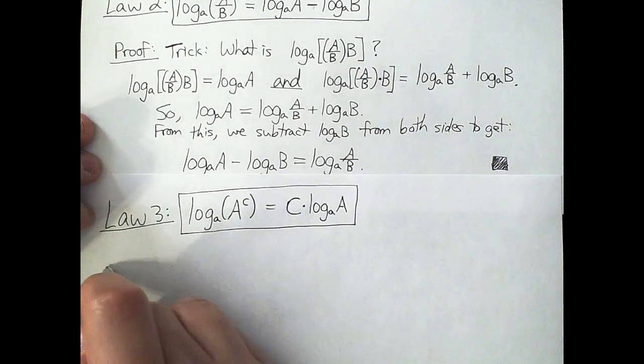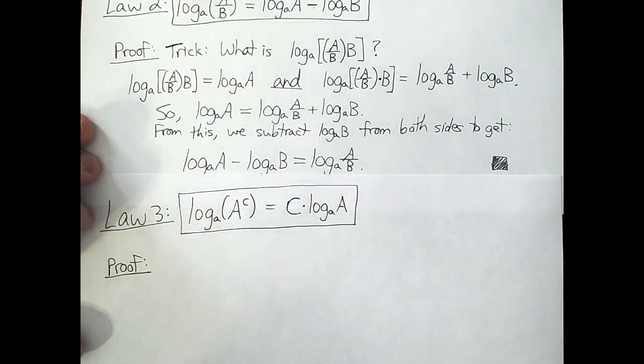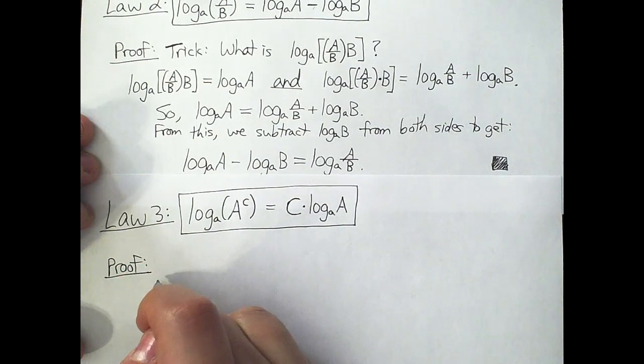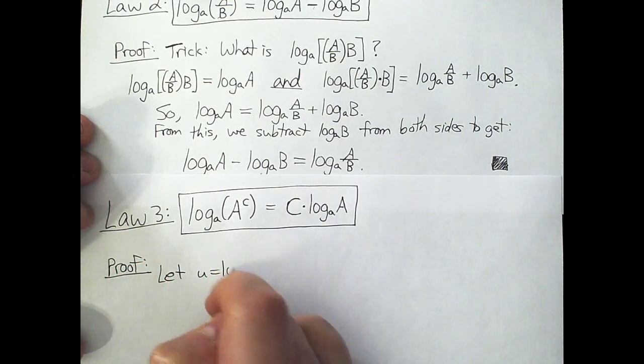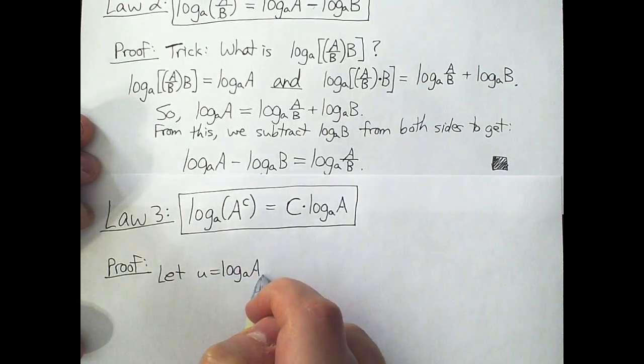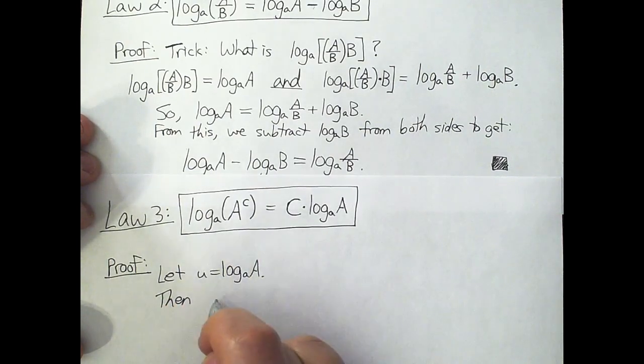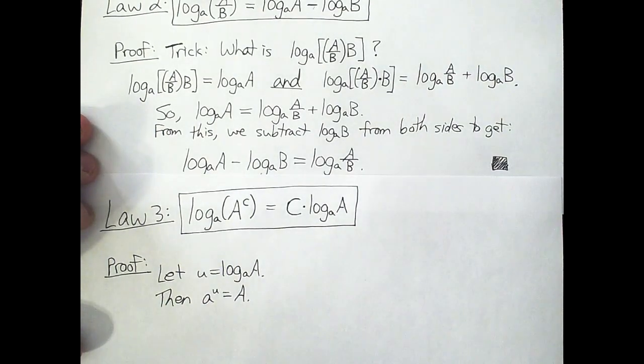So the way we're going to prove this is going to be similar to how we proved law 1. It's actually going to be even simpler than that. We're going to let u equal log base a of A. That's something we did in the proof of law 1. And I'm going to say then a to the u equals capital A. But we don't even need v. We don't need that other stuff.